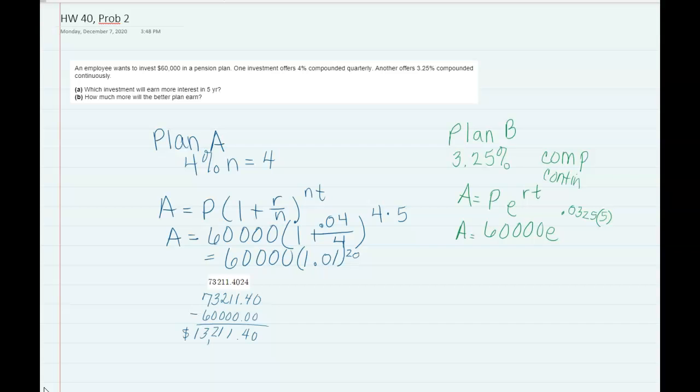So let's just do a little bit of math. We're going to have 60,000 times e to the power of, and I'm going to multiply that 0.0325 times 5 and get 0.1625. So this is what I'm going to put in my calculator so we can see what we get for a value of A.